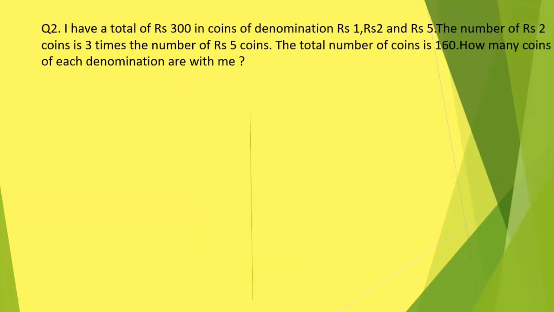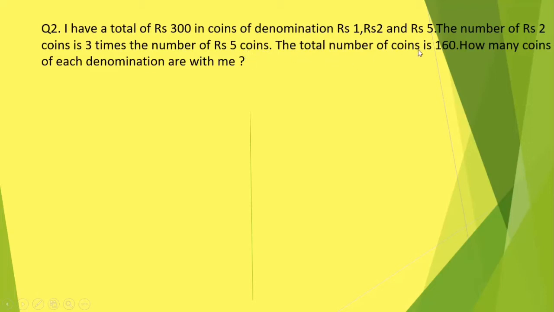Let us take another question with denomination. So we have another question here. I have a total of rupees 300 in coins of denomination rupees 1, rupees 2 and rupees 5. So the number of rupees 2 coins is 3 times the number of rupees 5 coins. So the comparison is done with rupees 5 coins, and that we take as x, remember.